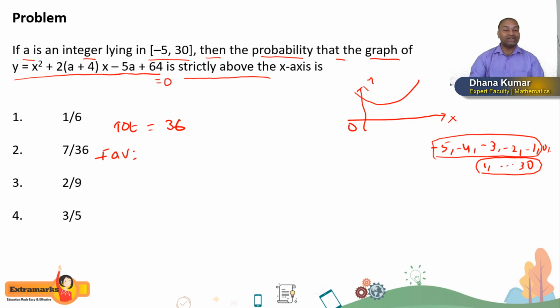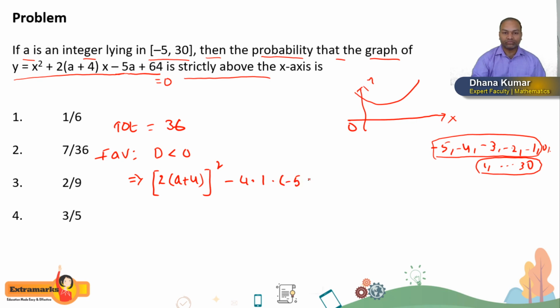Here you have to use that condition. What is that condition? Here the roots of this quadratic equation are imaginary. When we say that roots are imaginary, when discriminant is less than 0. Is it correct or not? Right. So discriminant less than 0. What is the formula for discriminant? Discriminant formula is b square minus 4ac. B means x coefficient. What about x coefficient here? 2 into a plus 4. So 2 into a plus 4, b square, minus 4a, where a means x square coefficient 1, into constant term minus 5a plus 64. B square minus 4ac less than 0. Is it correct or not?